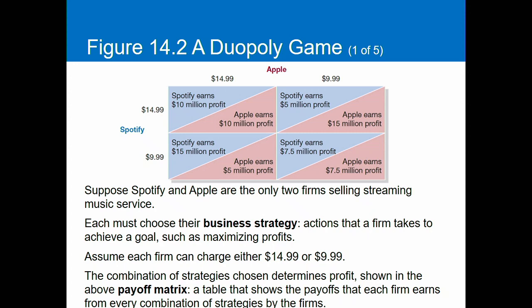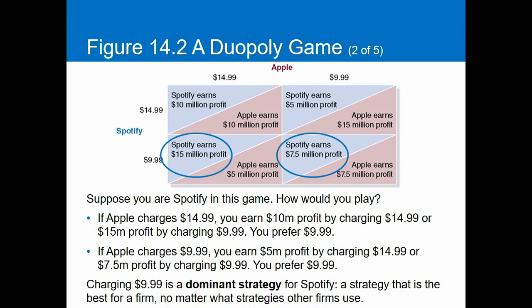So if you're Apple, you have to look and think, okay, what are Spotify's two choices? Sell for $14.99 or $9.99? Given their choice, if they choose $14.99, which pricing choice will make me better off? If they choose $9.99, which will make me better off? If there's one of those pricing choices that makes you better off for both of their choices, that's what you're going to pick as a firm. Luckily, for a very simple prisoner's dilemma like this, that's what's going to happen.